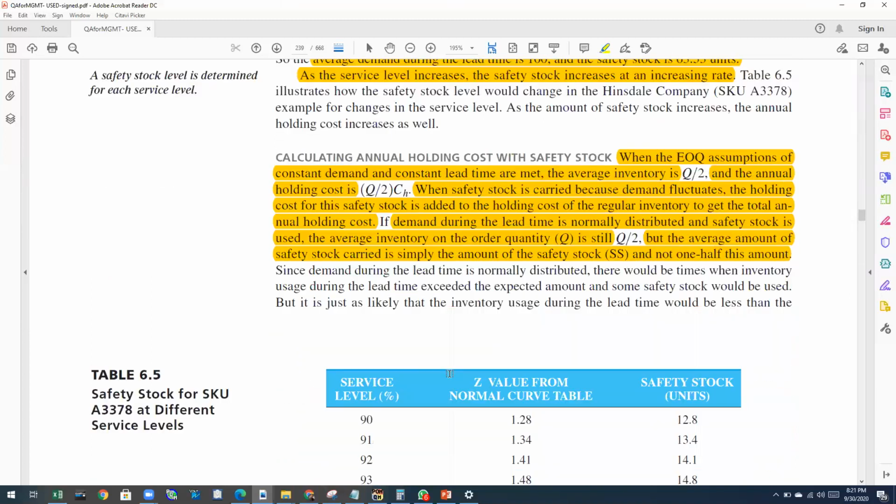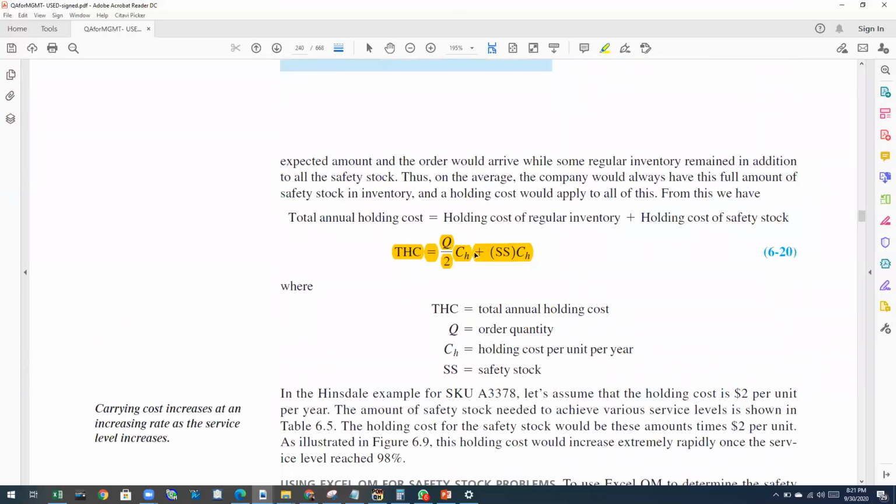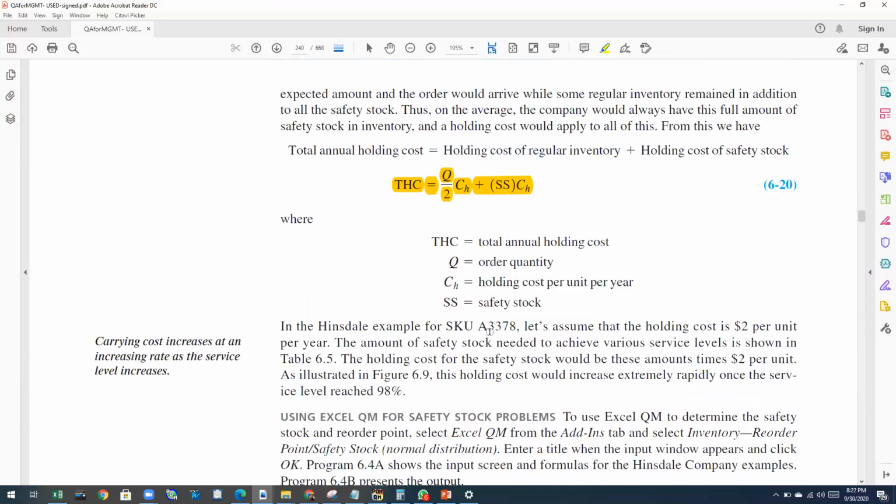So the formula becomes the average inventory during the year, Q divided by 2, or EOQ divided by 2, multiplied by carrying cost, plus the safety stock multiplied by carrying cost or holding cost to get our total annual holding cost. So this is the total annual holding cost when safety stock is present.